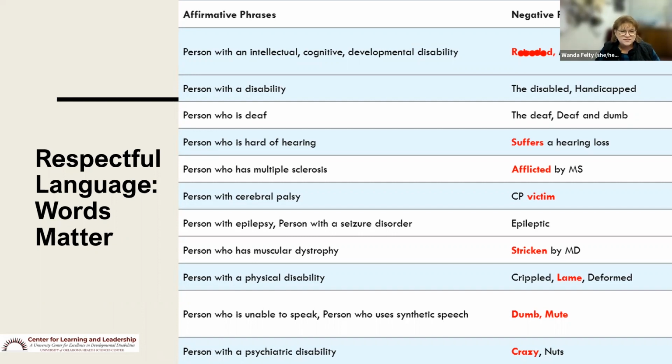They don't suffer with cerebral palsy. They have cerebral palsy. And these are really negative words: suffer with blindness, or suffer from deafness, or a victim of whatever the condition is. They're not a victim of their condition.